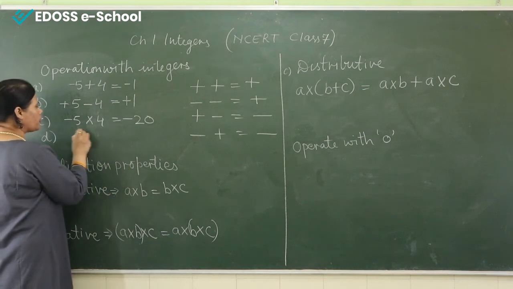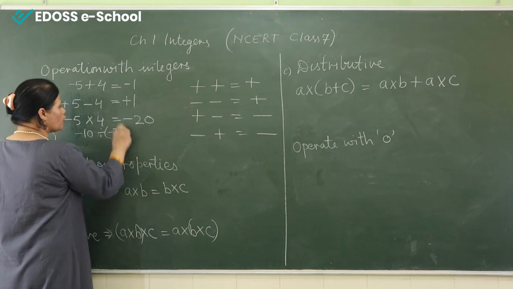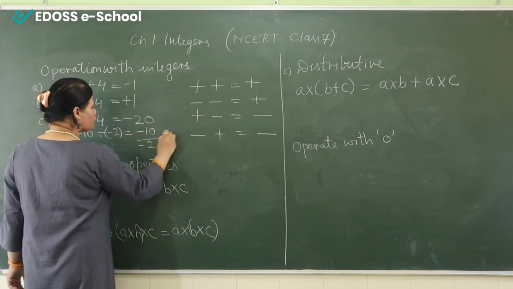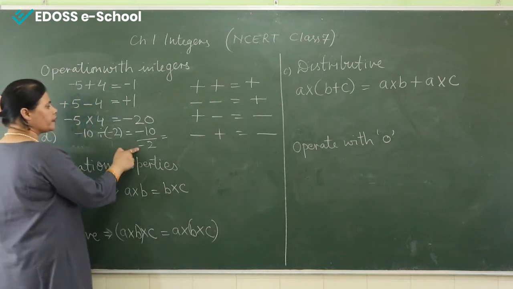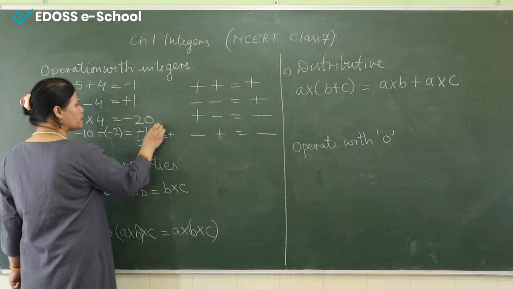And come to the next operation. For example, if I gave you minus 10 divided by minus 2. Here, first of all we have to write it like this and solve the sign first. Here it is minus minus plus. So you will write down plus, and then you have to cancel: 2 fives are 10.